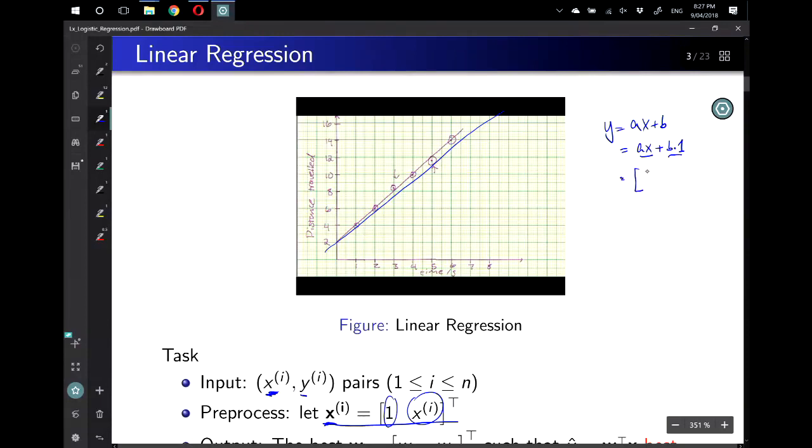This is our (a, b) transpose times (x, 1). Actually, if you know the inner product, we don't need the transpose. The inner product is essentially that you take the corresponding elements, do the multiplication, and sum up all the corresponding multiplication results, and you get something like this. Here I put the 1 afterwards, but if you switch the order, it's the same thing.